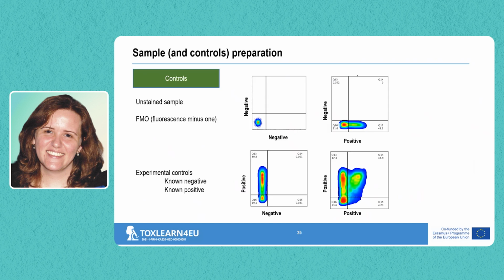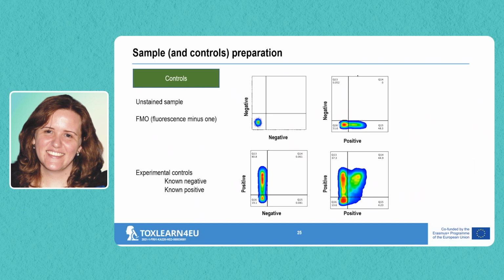In terms of controls, in flow cytometry we not only need the assay controls that we taught today. So we will need to have a negative and a positive, which is important to make sure that your assay is running well. But you should also have unstained samples and what we call the fluorescence minus one samples. This is very important for us to establish the gates.